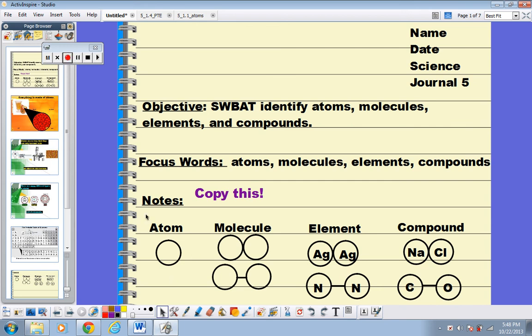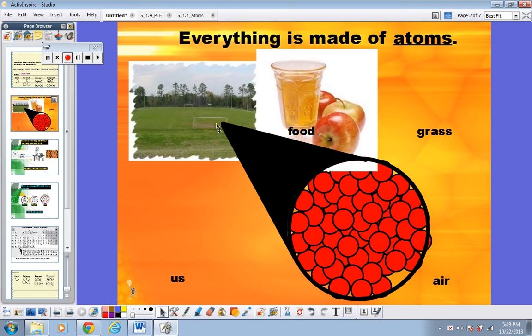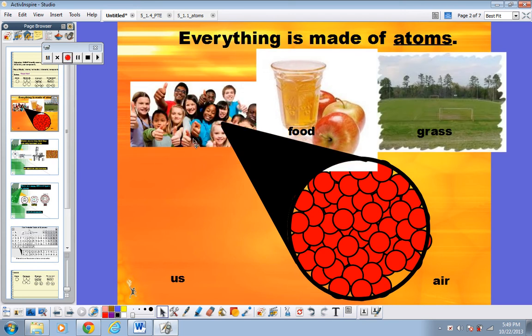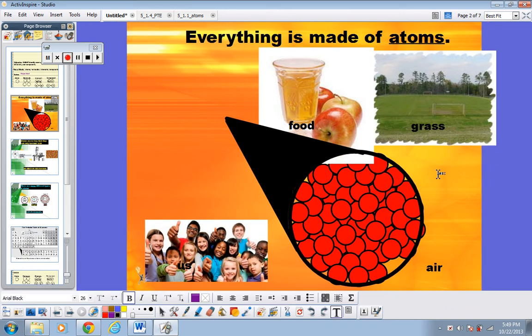So let's talk about what an atom is. Atoms are really important because everything is made of atoms, and I mean everything, from food to grass on the soccer field to us to even air. Even air is made of atoms. And atoms are these little tiny circular things that just make everything.